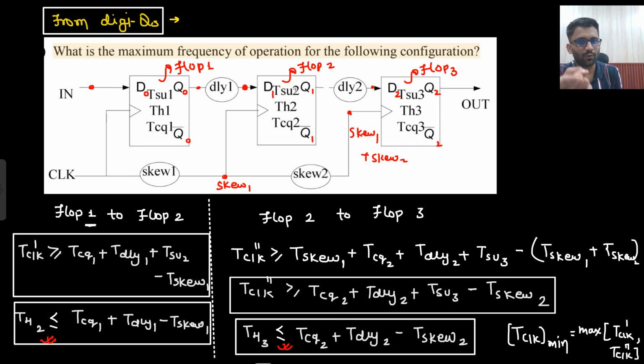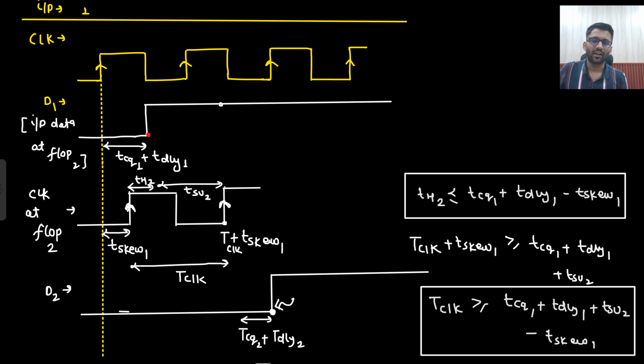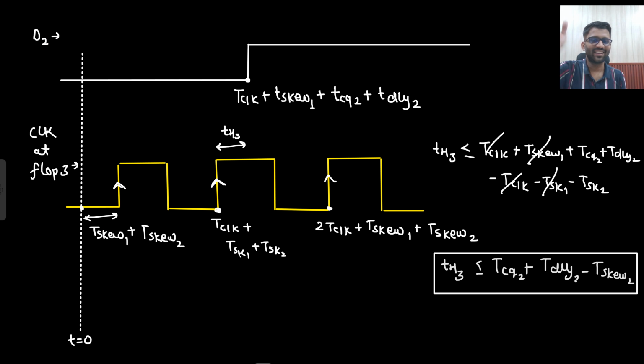I can go from flop 1 to flop 2, flop 2 to flop 3. Flop 1 to flop 2, I will go, write down the delay and then subtract the skew. Here, write down the delay, subtract the total skew. There you go. Otherwise, if I am not happy, I will do the timing diagram.